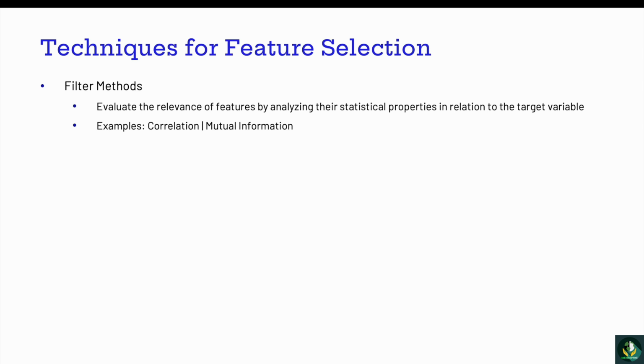Next, mutual information. It measures the dependency between features and the target, capturing non-linear relationships. Now when to use it? When you want a quick evaluation of features before training a model, that's when you'll use filter methods. Next is the wrapper methods.